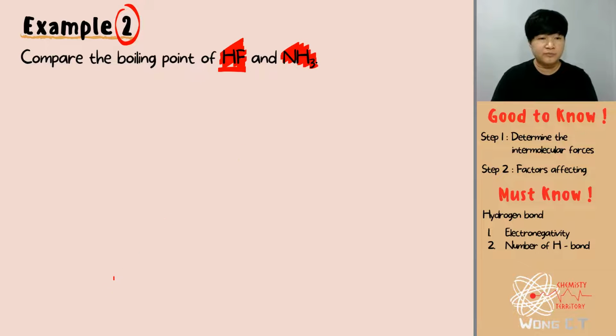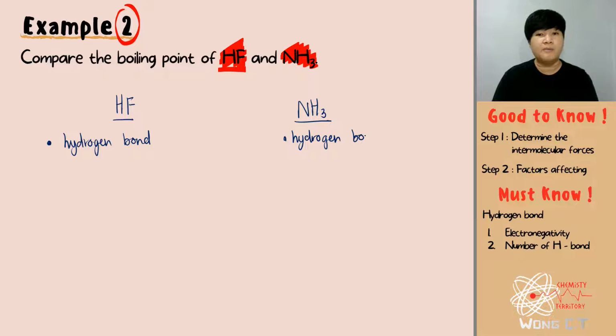So let's take a look. Right now, I have my HF and I have my NH3. Knowing that HF, as we talked about just now, has hydrogen bond, and your ammonia, NH3, also has hydrogen bond. Bear that in mind when we are talking about boiling point.